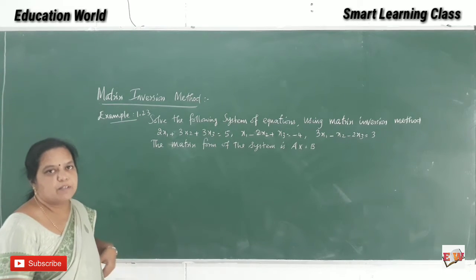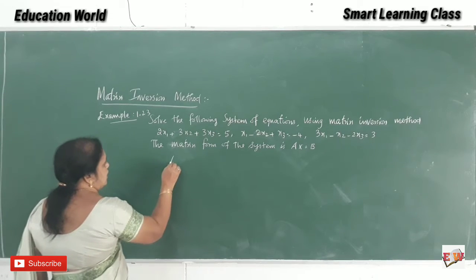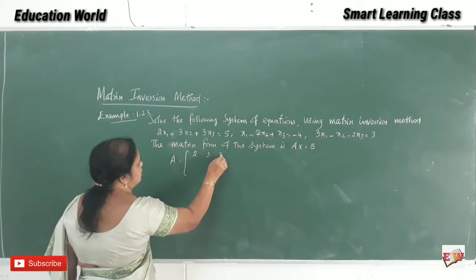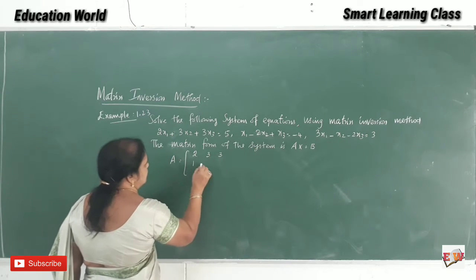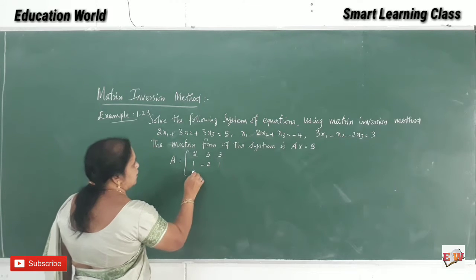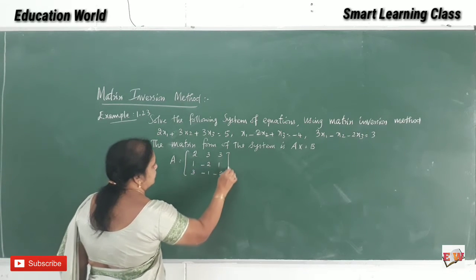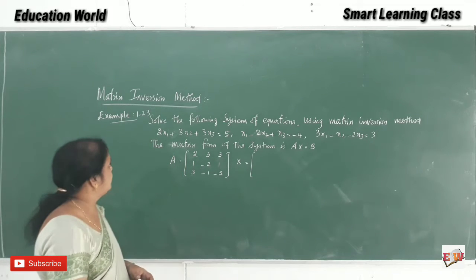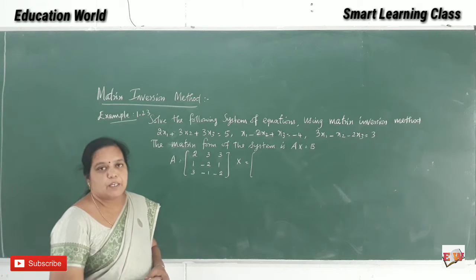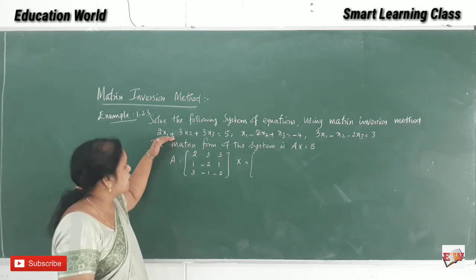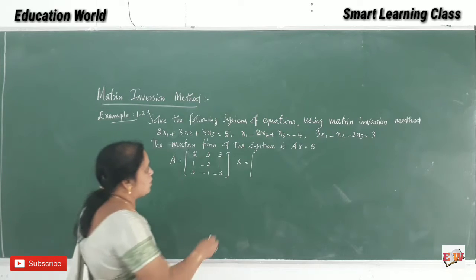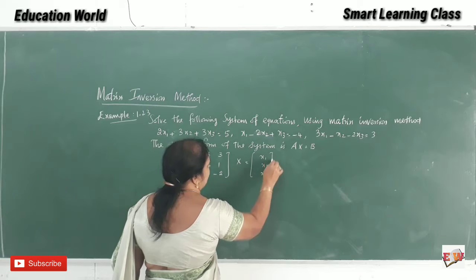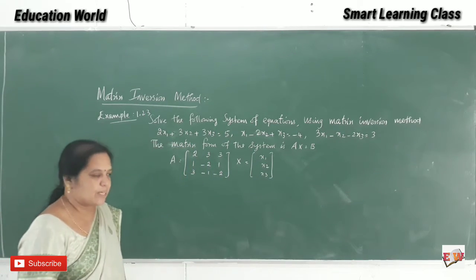From the linear equations, A is equal to [2 3 3; 1 -2 1; 3 -1 -2]. For example 1.22 they gave x plus y in the linear equations, but here they have given x1, x2, x3, so we have to use the same x1, x2, x3. We have to find the values of x1, x2, x3.